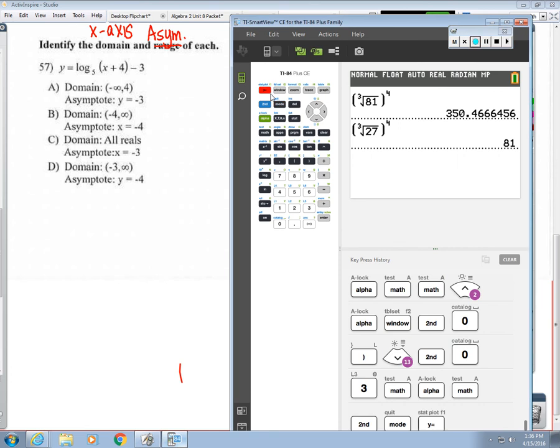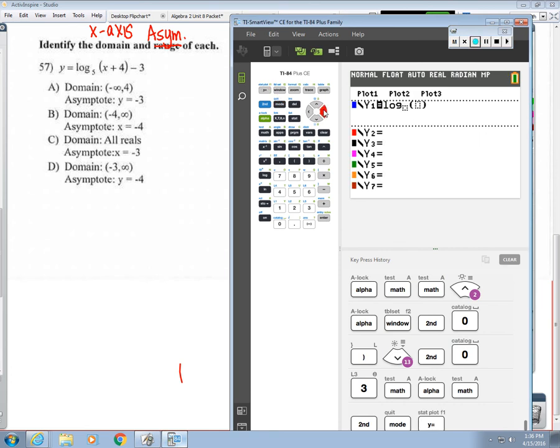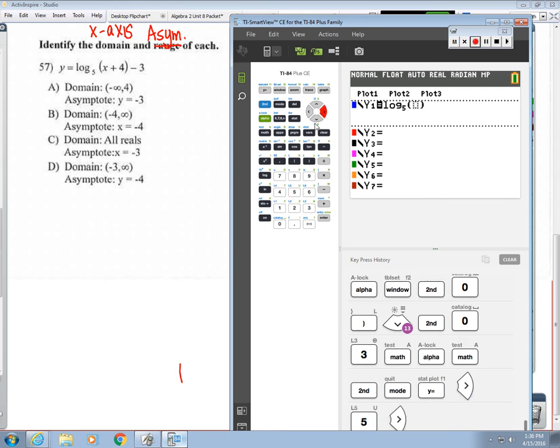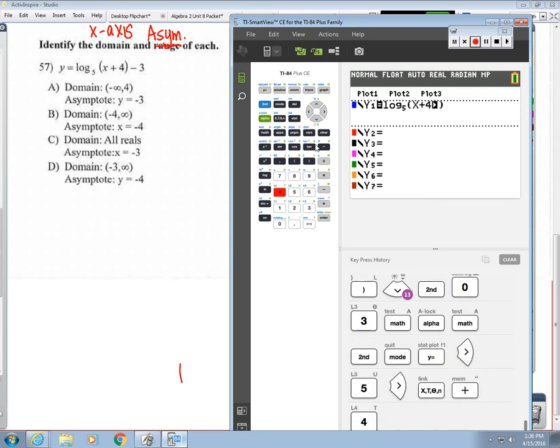Okay, so let's graph it. Log base 5 of x plus 4 minus 3. Now before we actually graph it, can you tell me what shifts it's going to do? Left 4, down 3. Remember, inside numbers shift it left and right, and it's opposite of what you would think it would do. Plus 4 is actually left, minus 4 is actually right. Outside numbers move it up and down, plus is up, minus is down.